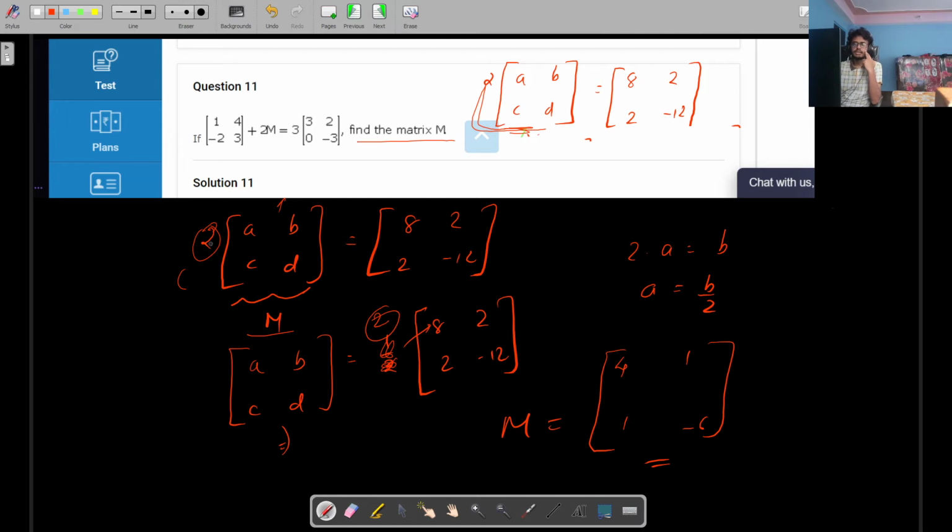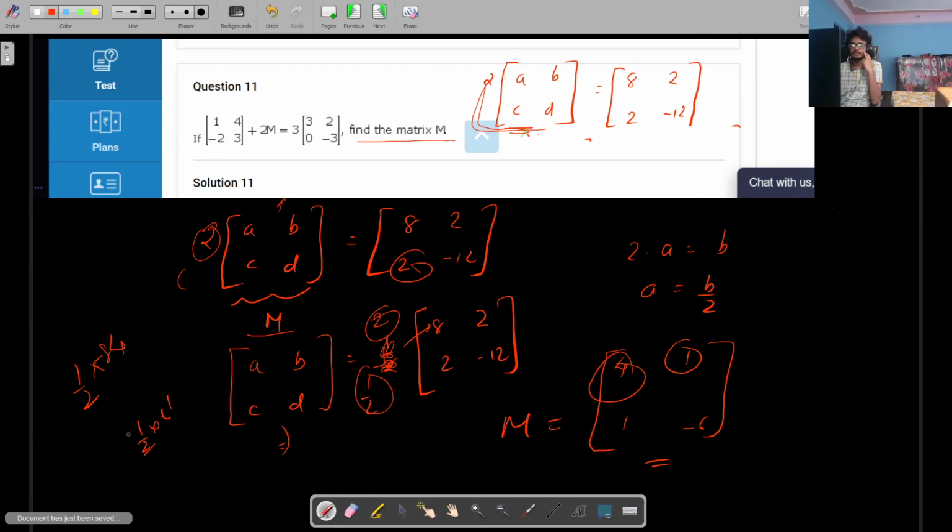When a 2 is brought to the other side, it becomes 1 by 2. The 2 will go to the denominator. That is very important. And this 1 by 2 will multiply. So 1 by 2 into 8 is 4, that's the reason I wrote 4 here. 1 by 2 into 2: 2 ones are 2, so that's why I wrote 1 here.